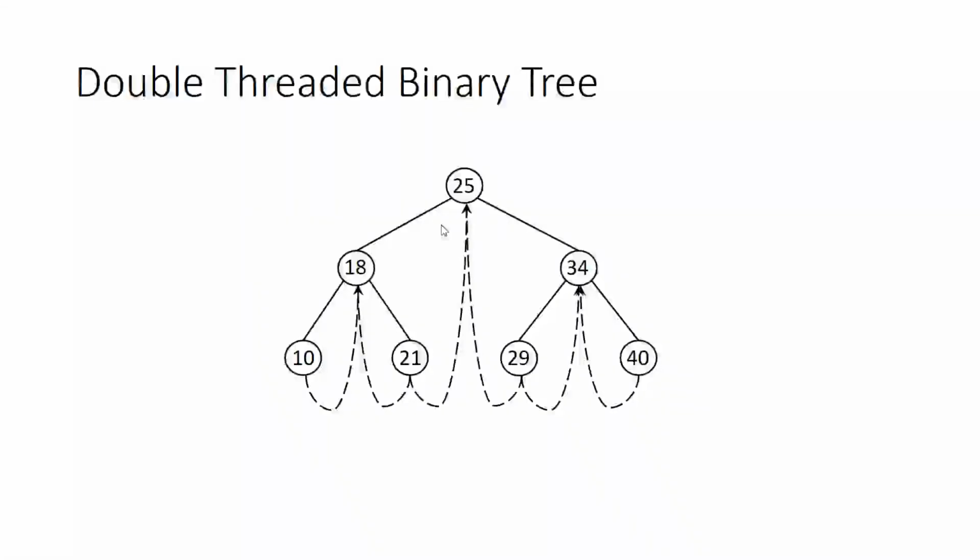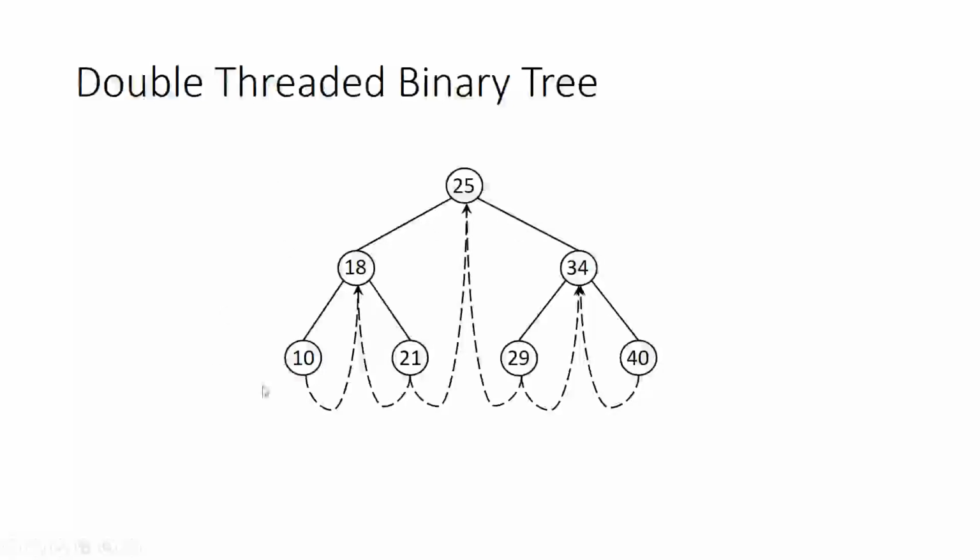Double-threaded binary tree. This is an example of a double-threaded binary tree. In this tree structure, every node will have a left thread and a right thread. If there is no left child, a left thread will exist. If there is no right child, a right thread will exist. If a left child exists, then no left thread can exist. If a right child exists, then no right thread can exist.